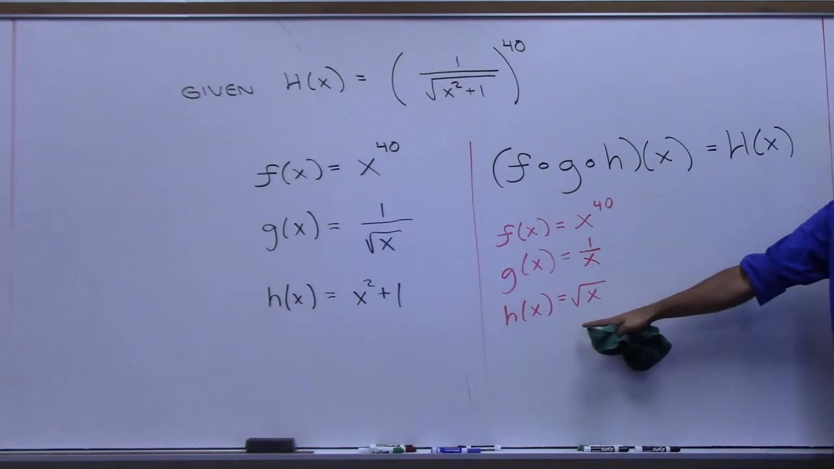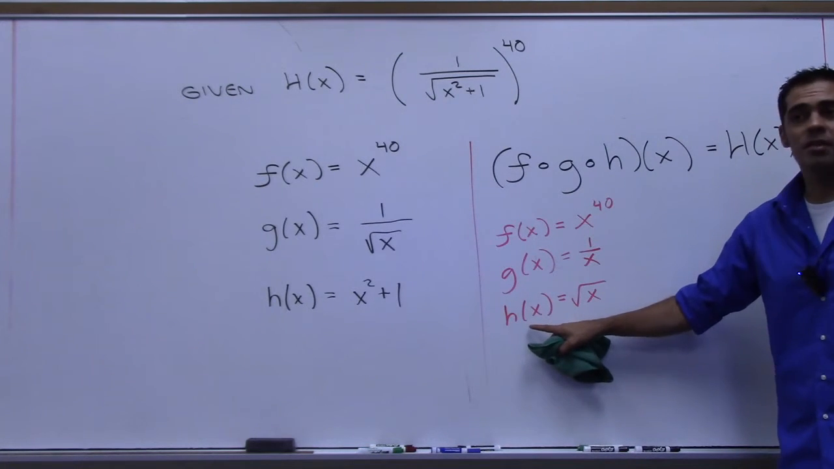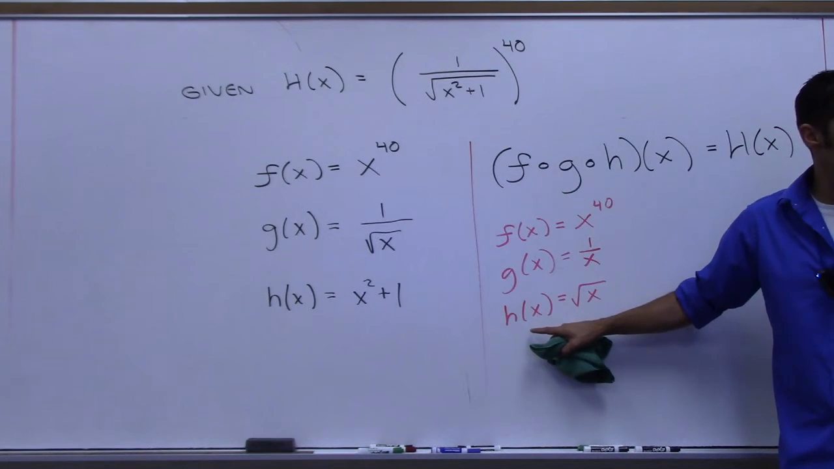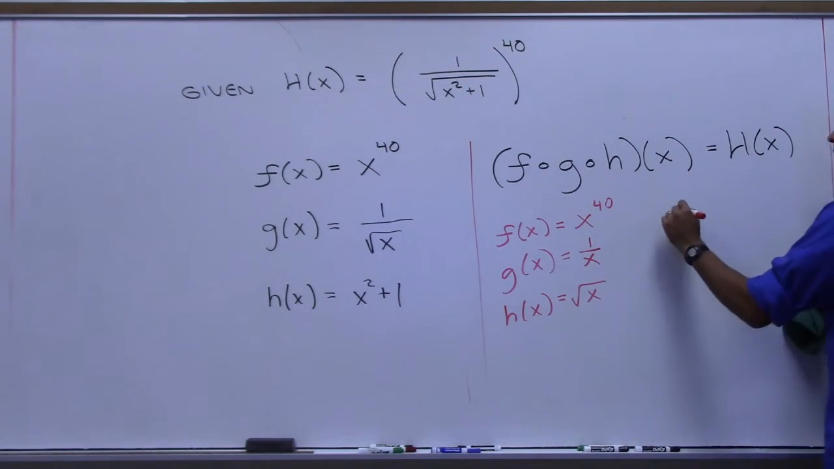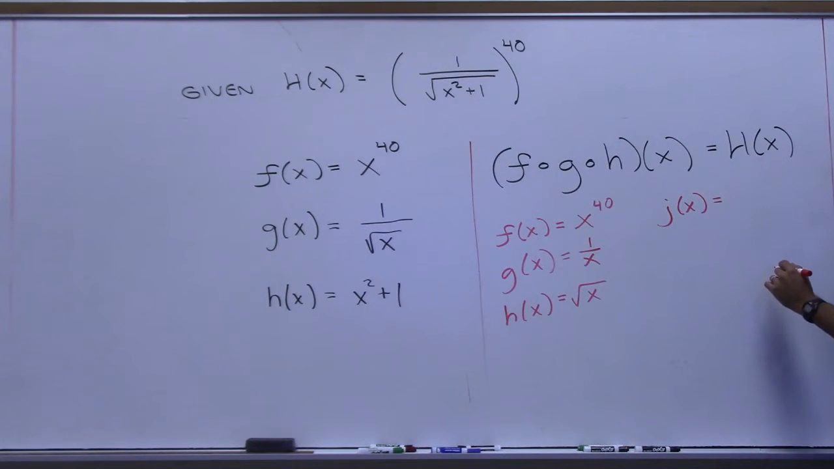What we still need is one additional function, which would be the x squared plus 1, which I should probably use what? Like h. We usually don't use I because of the imaginary number, so we go to j. So j of x would be x squared plus 1, right? It can be x squared plus 1.